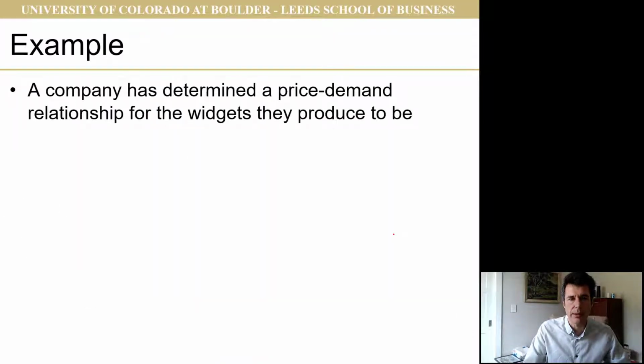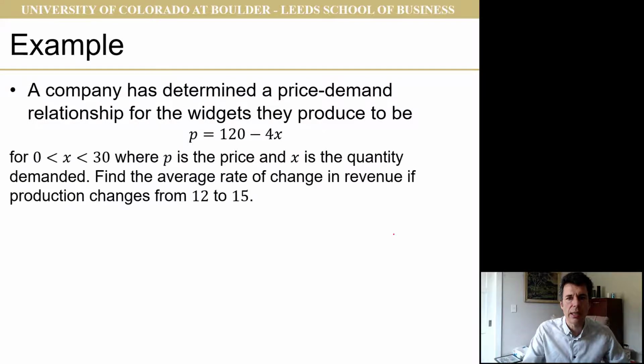So let's do an example. A company's determined a price-demand relationship for the widgets they produce to be P equals 120 minus 4x, where P is the price, x is the quantity demanded, and x has to be between 0 and 30. And we want to find the average rate of change if production changes from 12 to 15. So let's work through this problem.